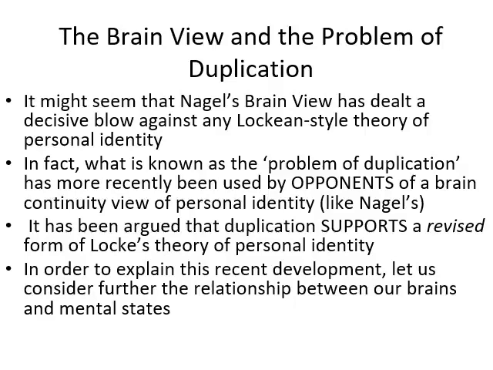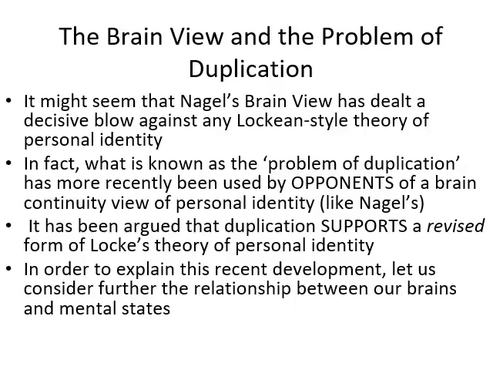But in fact, what is known as the problem of duplication has more recently been used by opponents of a brain continuity view of personal identity. So Parfit can be seen as putting forward an alternative view by attacking Nagel's views. Chronologically, that's not quite true, actually, because Parfit's view came before Nagel's, but I'm going to introduce you to Parfit's view as a reaction to the brain view. It has been argued via this problem of duplication that duplication supports a revised form of Locke's theory of personal identity.